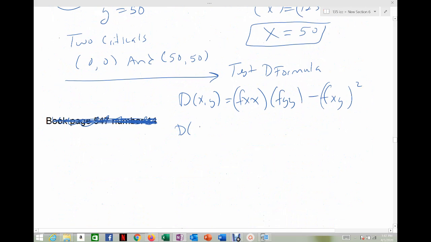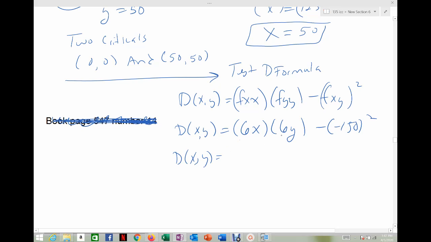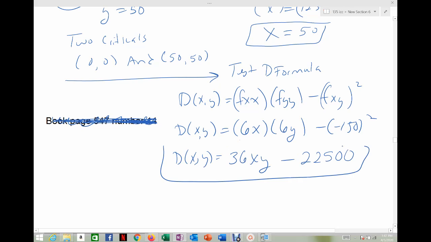So this one is going to be a formula. I'm going to have 6x times 6y minus a negative 150 squared. I am going to simplify that. 6 times 6 will give me 36xy minus my 150 squared, which comes out 22500. Alright, so there's my D formula.